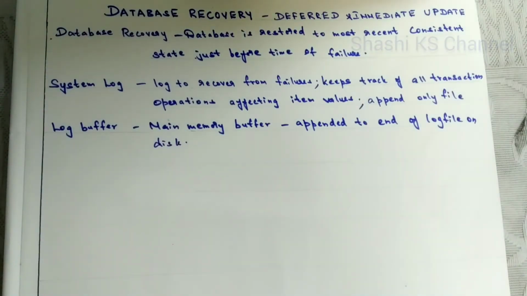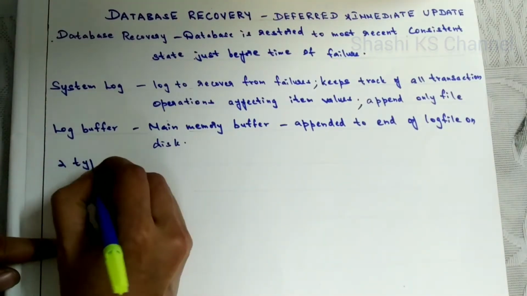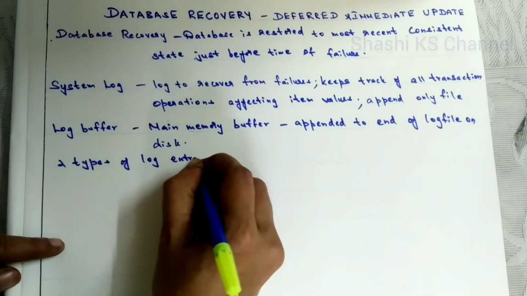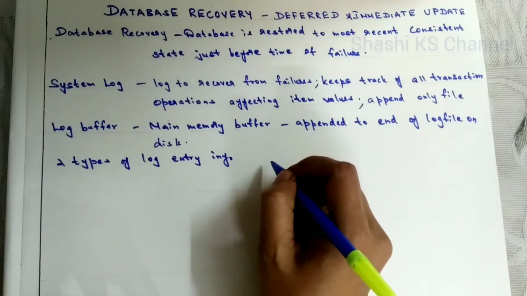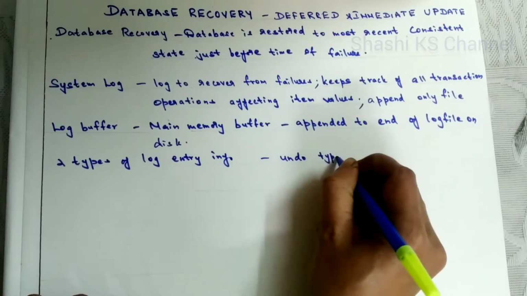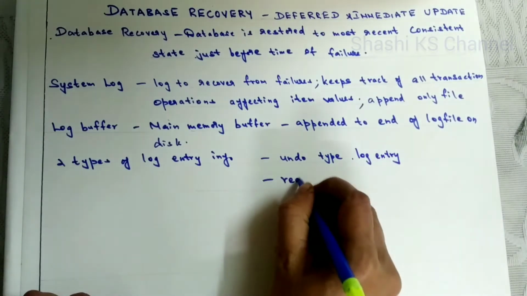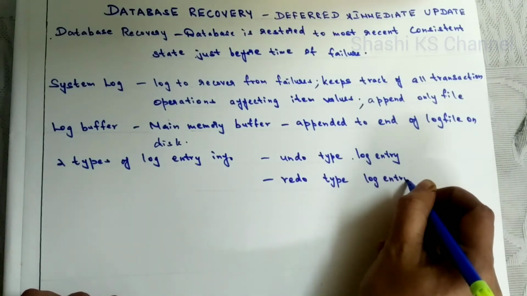In the log buffer, there are going to be two types of log entry information associated with the write command. Two types of log entry information are included for every write operation done by a transaction: the undo type log entry and the redo type log entry.